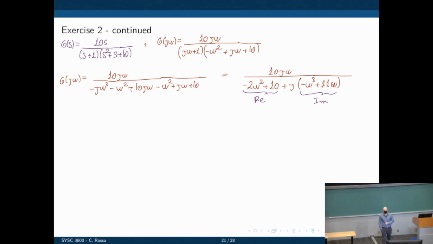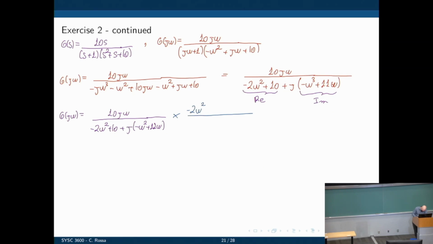Back to calculus of complex variables. How do we get rid of j in the denominator? Any guesses, any ideas? We can multiply the function by the conjugate of the denominator. Right? So if you want to get rid of that, we can simply multiply the transfer function by the conjugate of the denominator. Of course, multiply and divide, otherwise we change the transfer function.